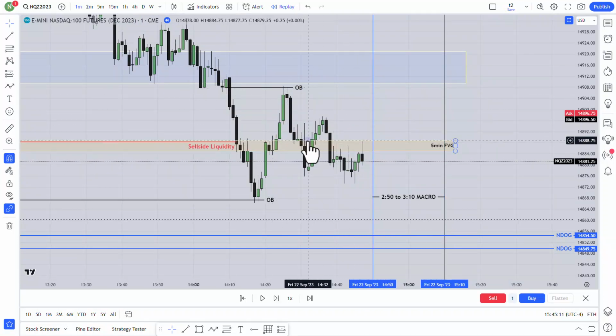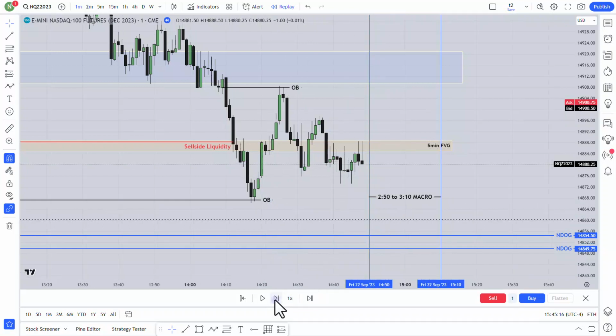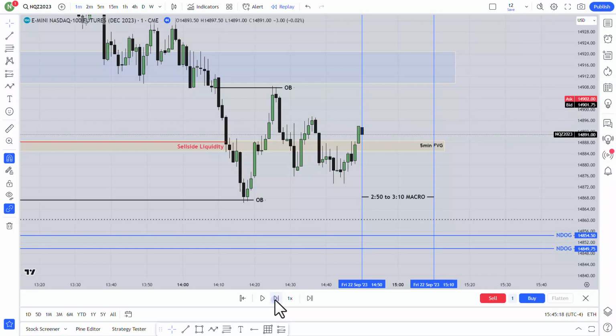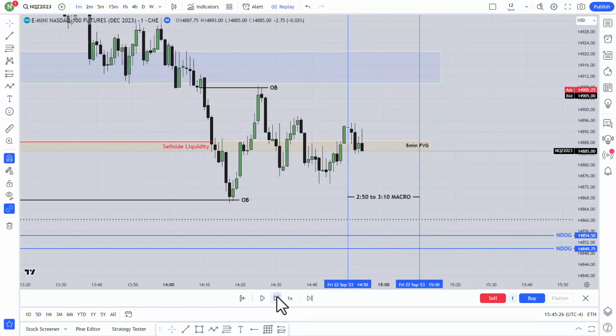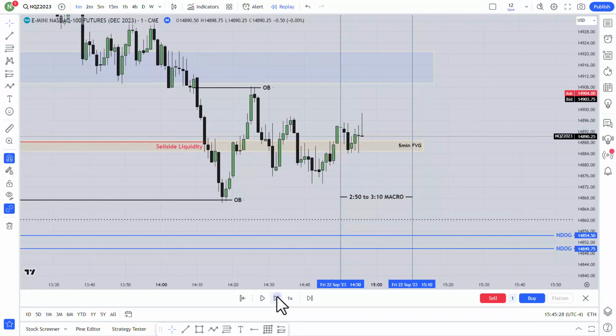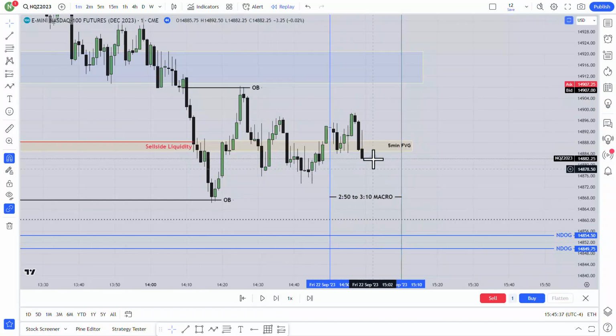So I was waiting for 250 to 310 macro. Let's see. This is 250 candle. So it's already inside the macro, and price was consolidated over here. It was actually respecting this 5 minute fair value gap, and then this one. I saw this. What it did actually, it cleared this liquidity. Guys, this is for macro.